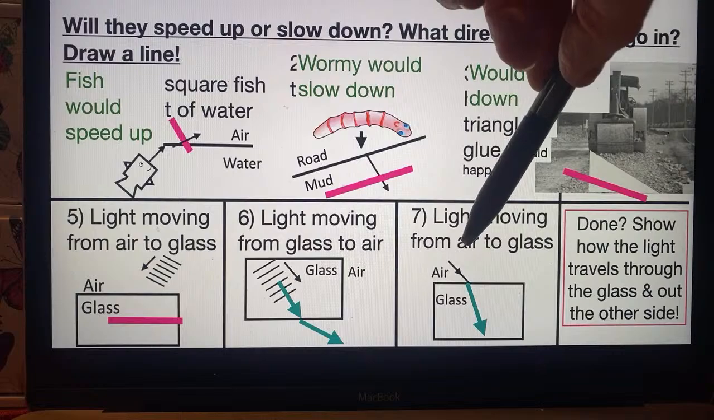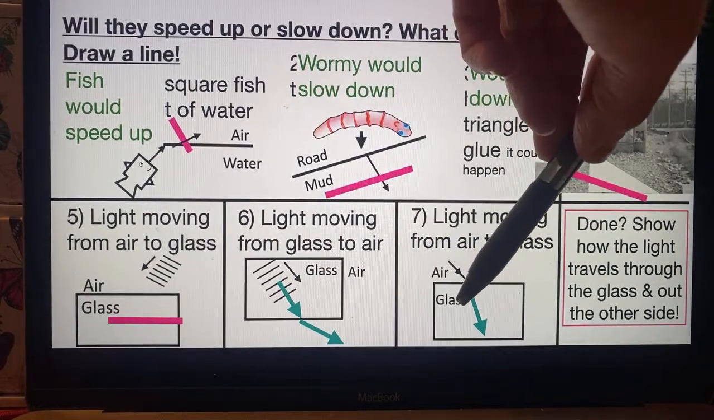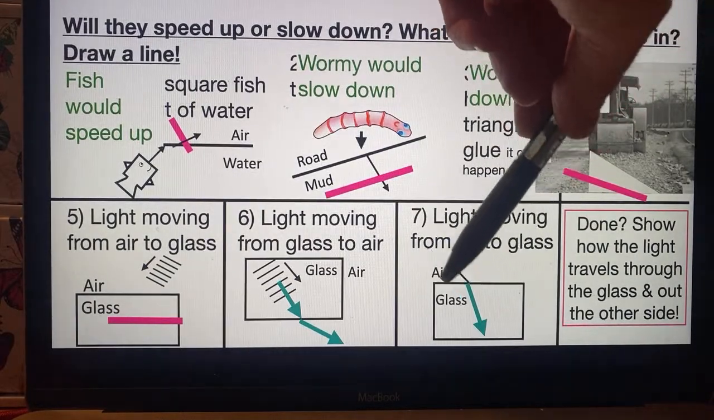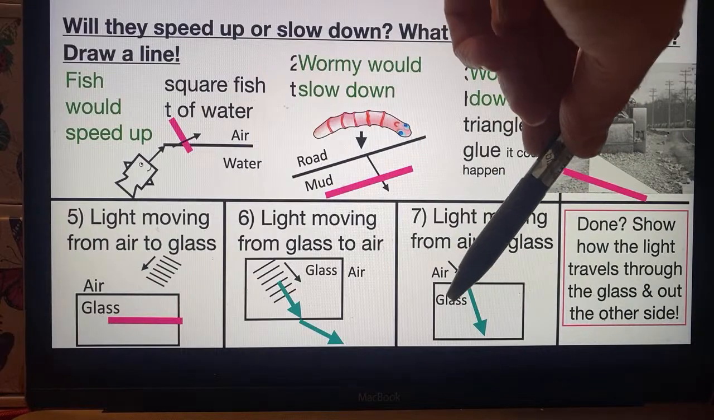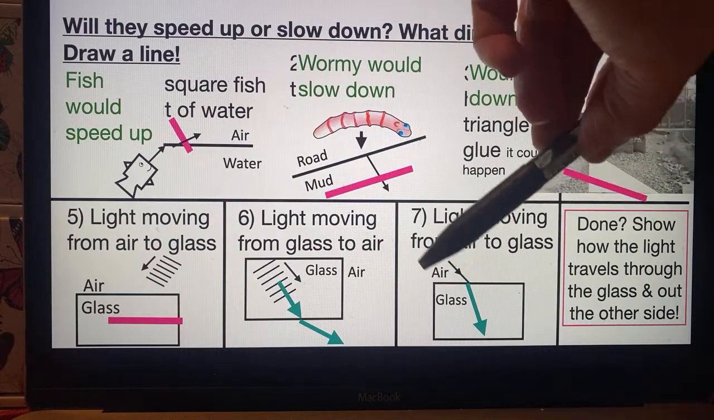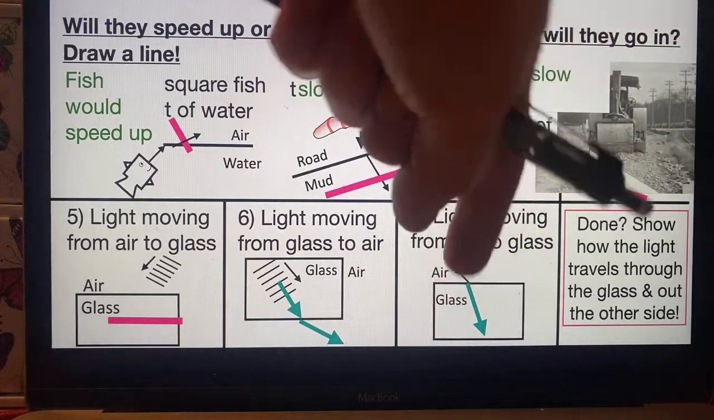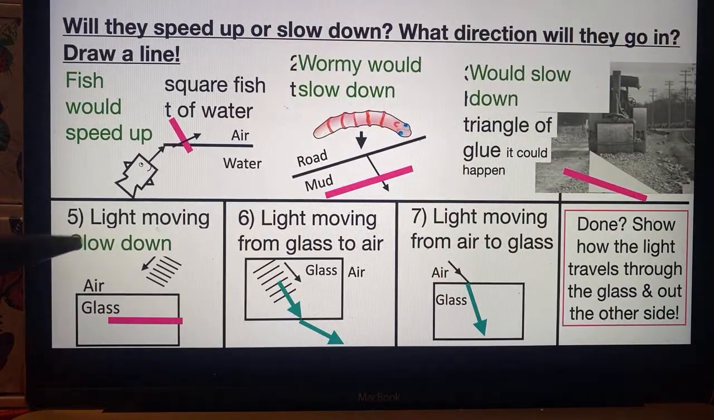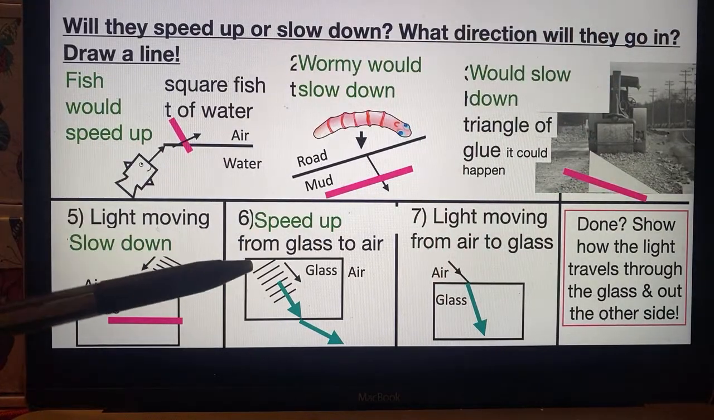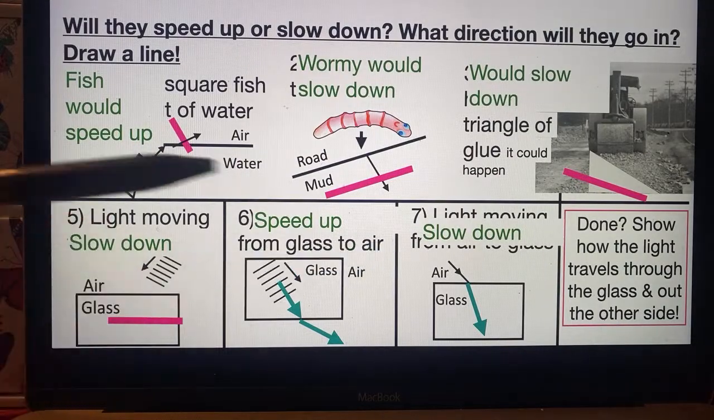And now this one, it's going from air to glass. So the bottom of my pen is hitting the glass first. That's going to be the bit that slows down. So it's bending, well, it's bending towards the left, I suppose you would say. And it's going to slow down when it hits glass, speed up if it goes from glass to air, and slow down when it goes from air to glass.